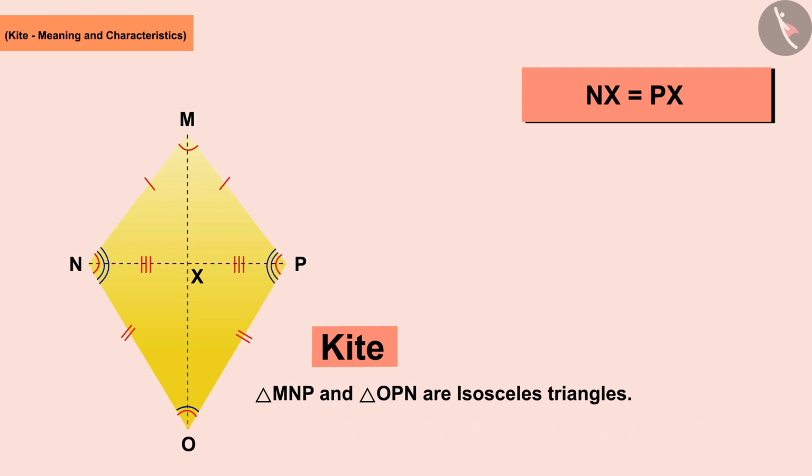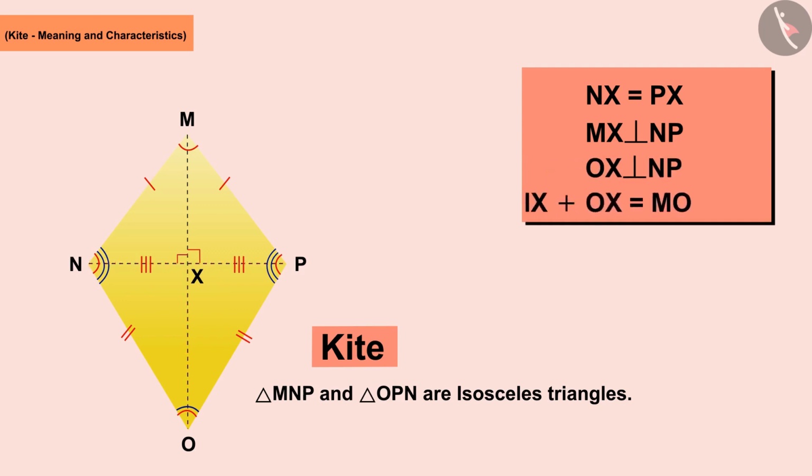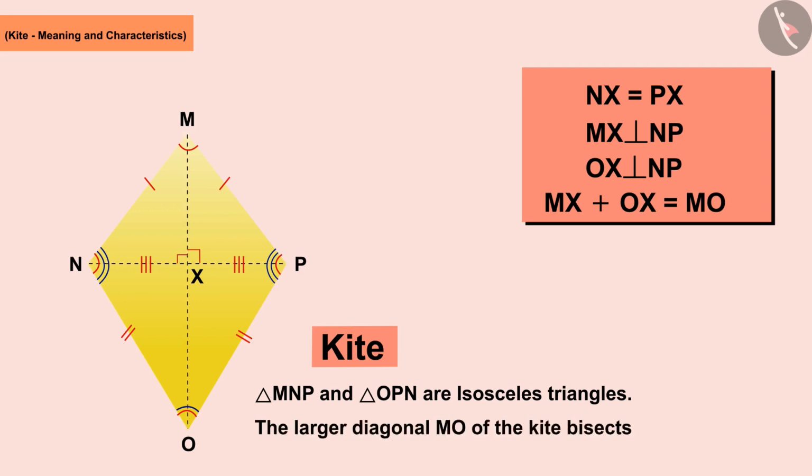We know that in an isosceles triangle, the median drawn between the two equal sides on its opposite side from the vertex is perpendicular to it. That is, in the isosceles triangle MNP, line segment MX bisects the arm NP. Similarly, the line segment OX bisects the arm NP. The MX plus OX is equal to MO, so this leads to the conclusion that the larger diagonal of the kite bisects the smaller diagonal.